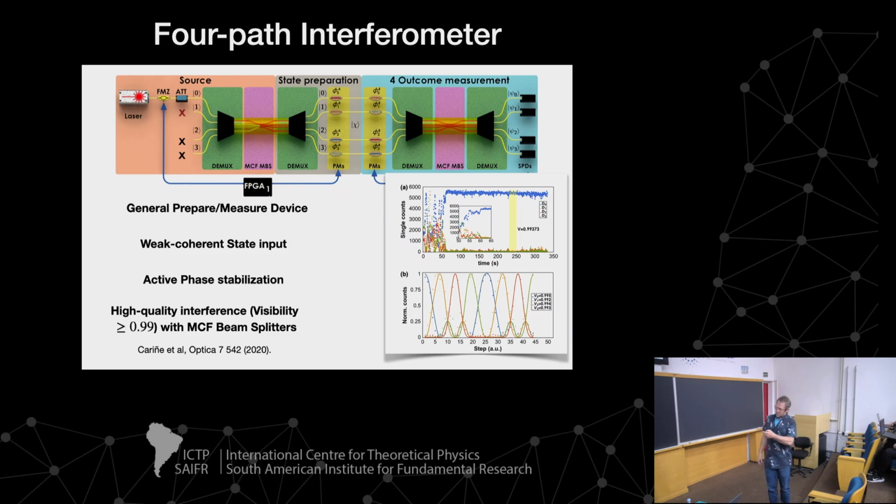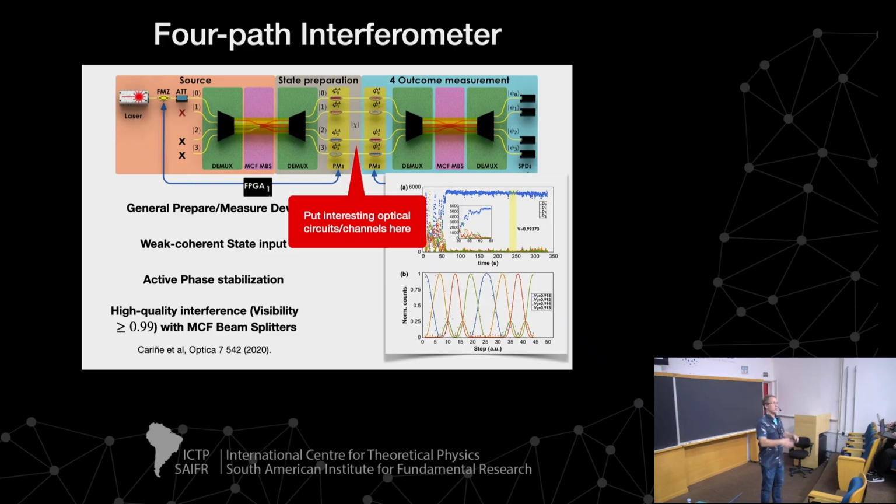So the idea of this device is that I have this state preparation and measurement. Now I can plug something in here in the middle, so I can prepare a quantum state, send it into some channel or circuit or whatever it is I want to do, and then I can measure it, right? So this is kind of the idea here. Let's put something interesting here.